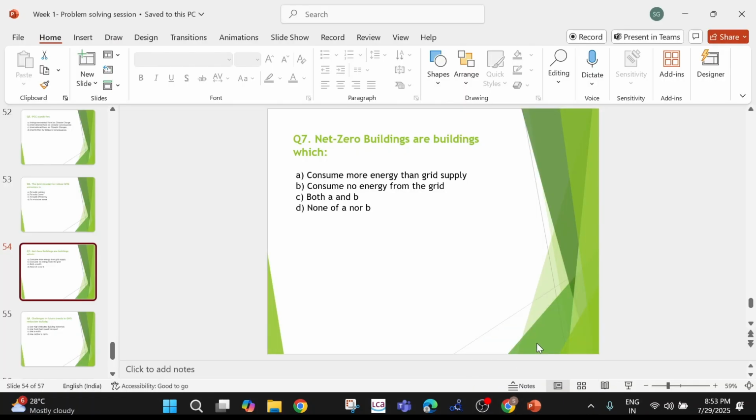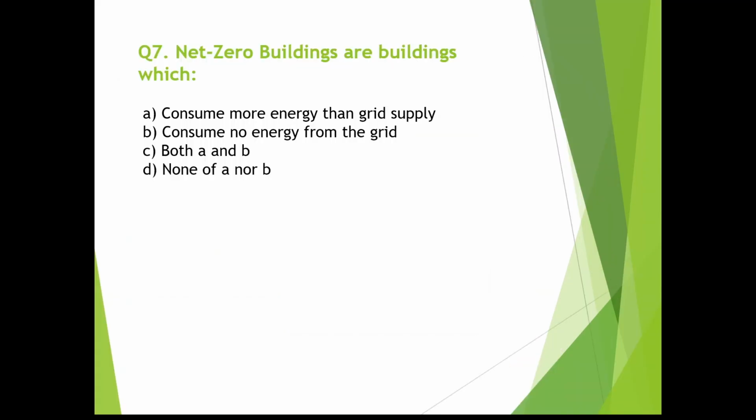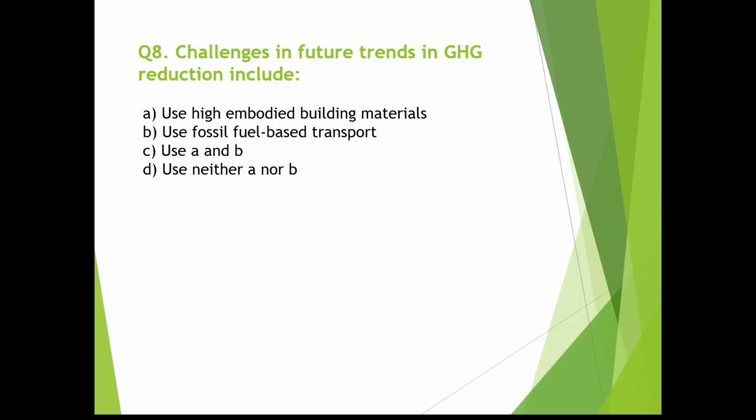Here is the next question. Seventh we have covered. You can see here is question number 8 for all of you. Challenges in future trends in greenhouse gas reductions include. Now try to give an answer to this question. Question number 8. This is a very important question. How many of you can understand? Type your answers in the chat box. Let's see how many of you can answer it correctly. Then we will be discussing it.